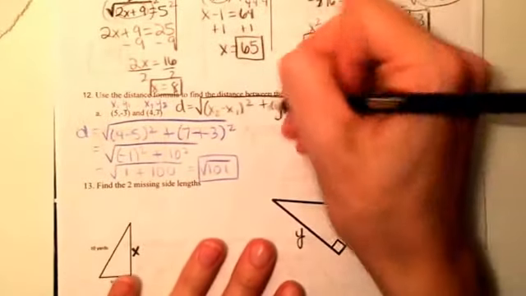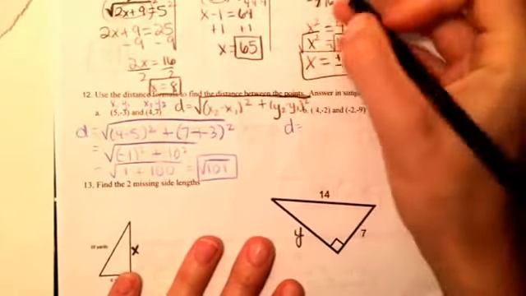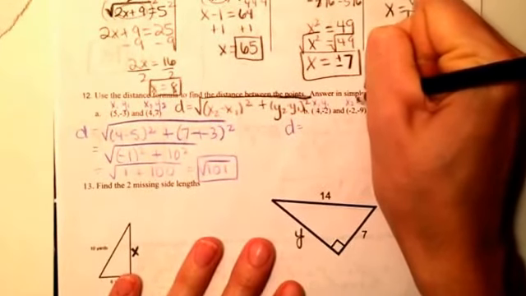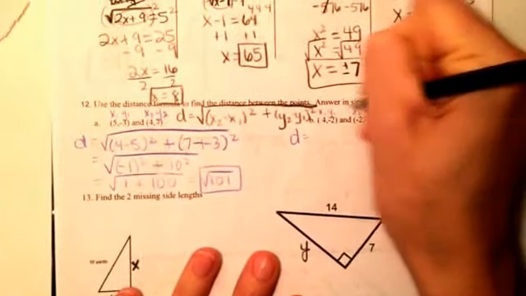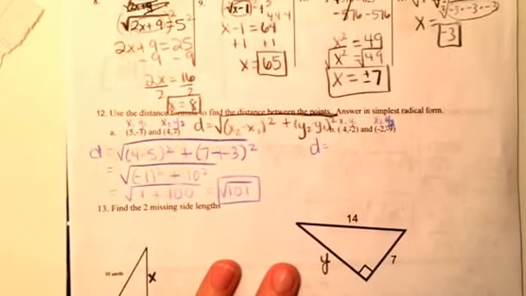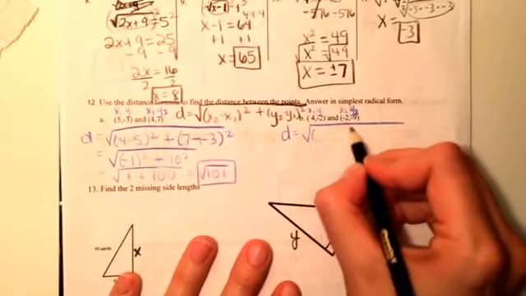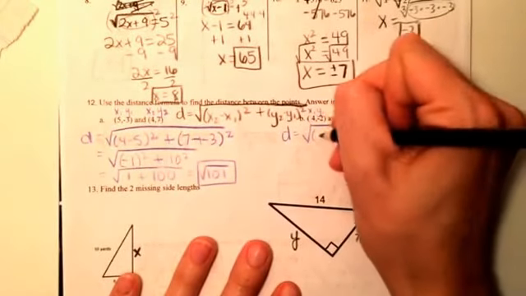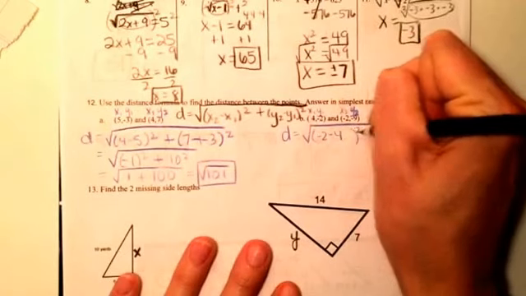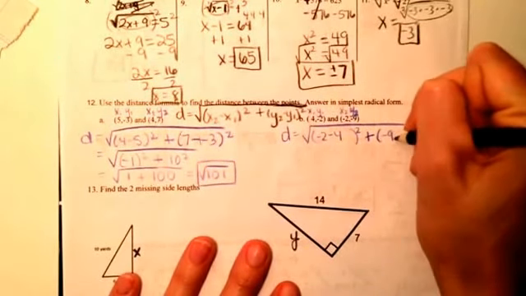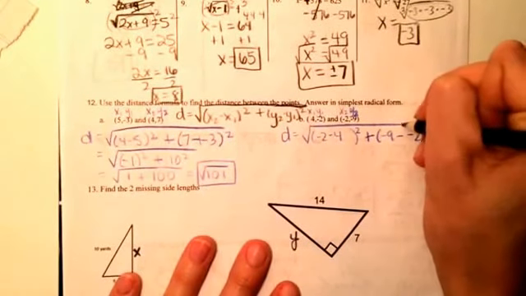In part B, same equation, I have it written up here, but I need to label my points, x1, y1, x2, y2. Now, it's really important to label these so you don't mix up the numbers and get the wrong answer. It's very easy to get a wrong answer here. So the square root of x2 minus x1, that's negative 2 minus 4 squared, plus y2 minus y1, negative 9 minus negative 2 squared.